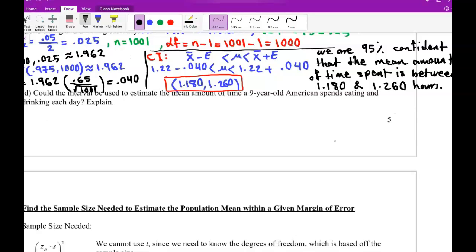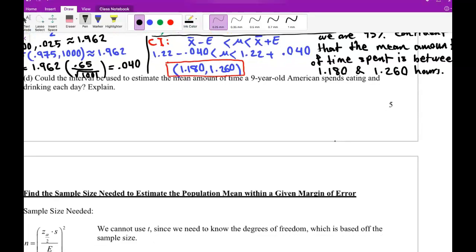Okay, now part D. Could the interval be used to estimate the mean amount of time 9-year-old Americans spend eating and drinking each day? Explain. Okay, can we use this interval to estimate? The answer is no. Why? Because only Americans 15 or older were sampled. So here we don't have 15, this is 9-year-old, and we only had 15 or older.